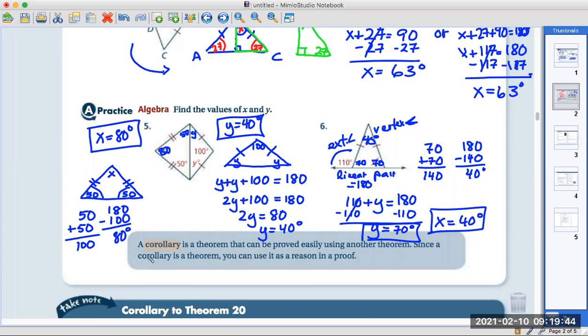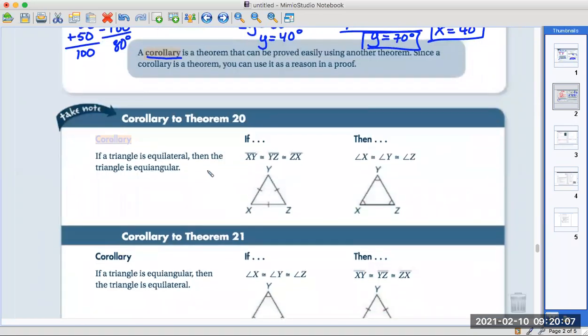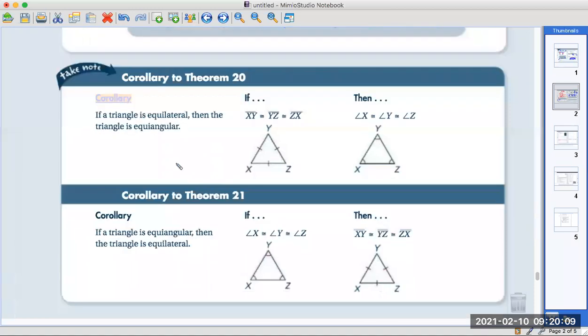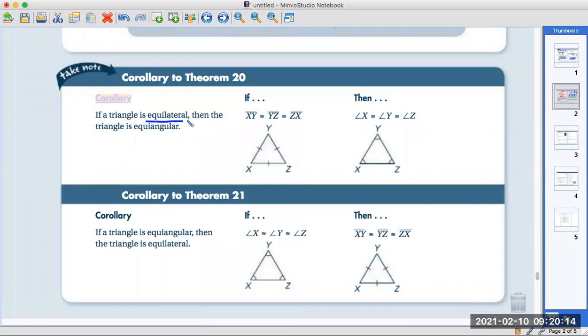A corollary is a theorem that can be proved easily using another theorem. Since a corollary is a theorem, you can use it as a reason in a proof. I just want you to know what the word corollary means. It just means an afterthought after a theorem, and you can just attach it to a theorem. Here's a corollary. So now we're talking about equilateral. That's like an afterthought of isosceles.